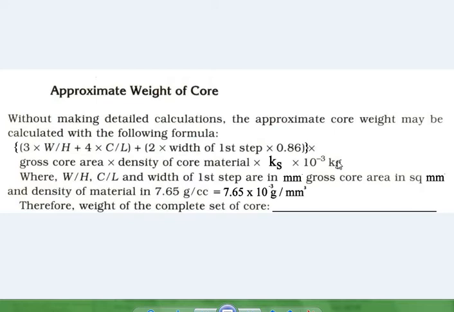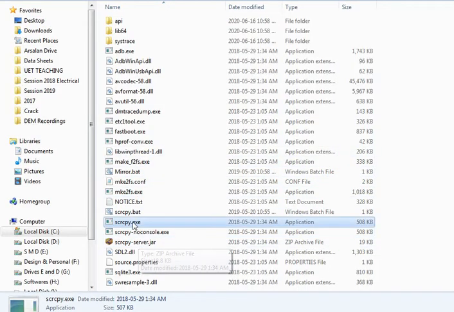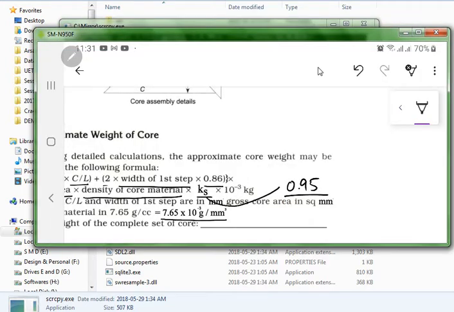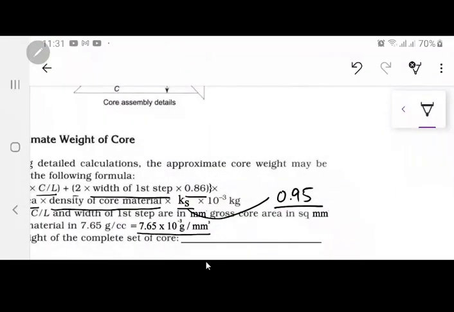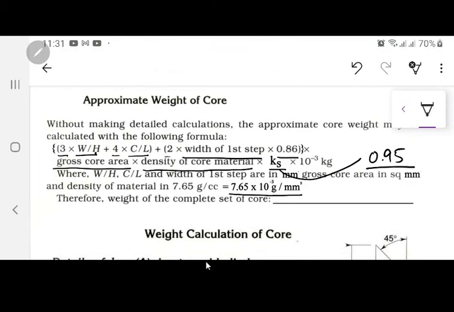What is the weight? What have you done? I asked you to find the weight. Everything has to be in millimeter. Everything has to be in millimeter.